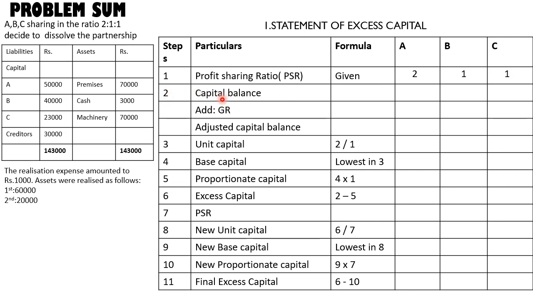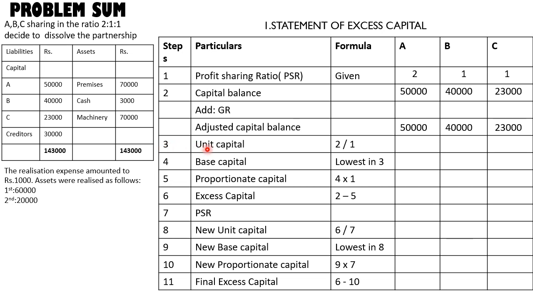Step number 2 states capital balances. Now the capital balances of A, B and C are given in the question as 50,000, 40,000 and 23,000, which we have noted down. Add GR, that is nothing but general reserve. Now in this question there is no general reserve given, so we'll ignore it. So the adjusted capital balance will be the same as the capital balance, which is 50,000, 40,000 and 23,000.